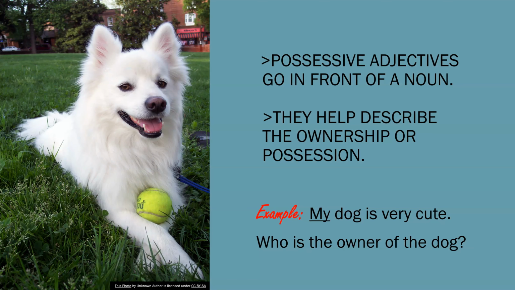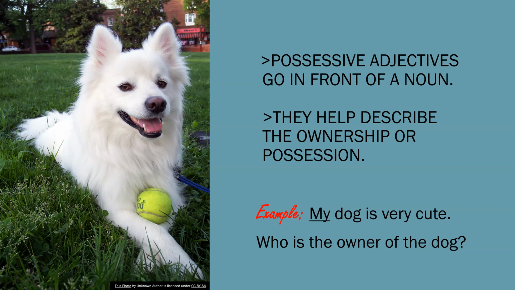Okay, so here we have a very cute dog. I think he's so cute. So here is another help for you. Possessive adjectives go in front of a noun. That's the location. It's not the first word of a sentence, like I go to the park. I is the subject, right? But here, if we put it before a noun, and we're talking about possession or ownership, then yes, we can use it. And why do we use these? Because they help describe the ownership or possession.